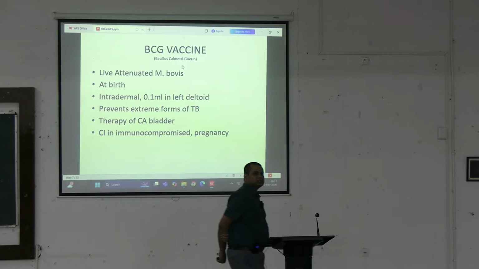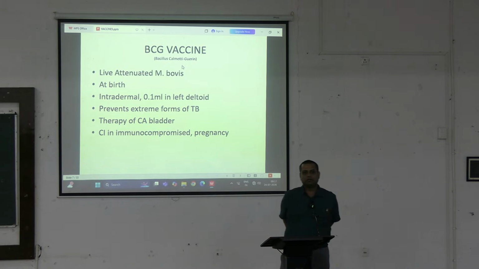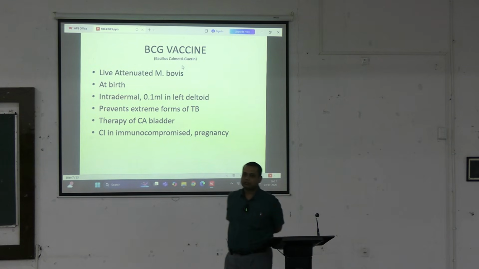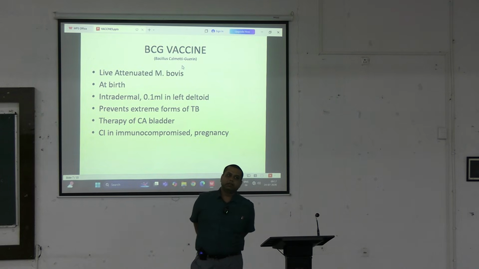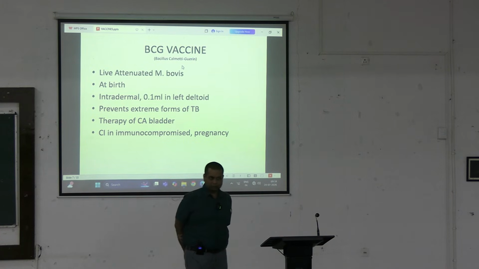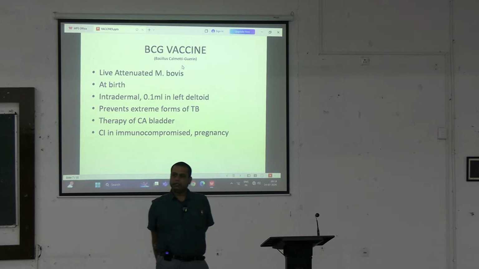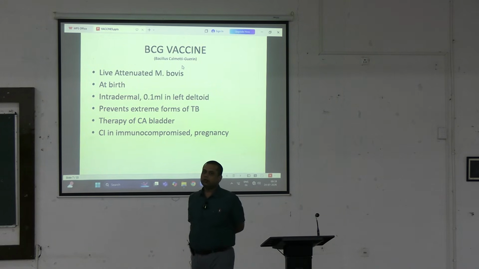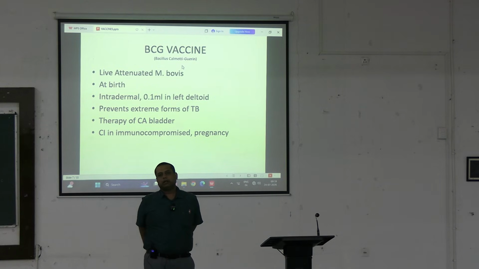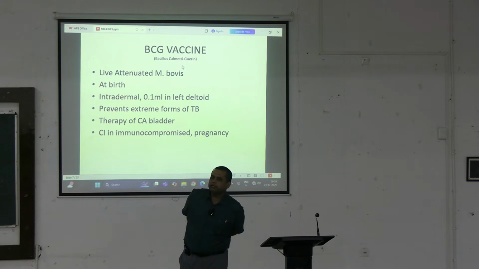So what does BCG vaccination do? Does it prevent tuberculosis? BCG vaccination does not prevent tuberculosis. Rather, it prevents extreme forms of tuberculosis, meaning the complications that arise due to tuberculosis. Another repurposing of a drug: BCG vaccine nowadays is used for treatment of carcinoma of bladder.